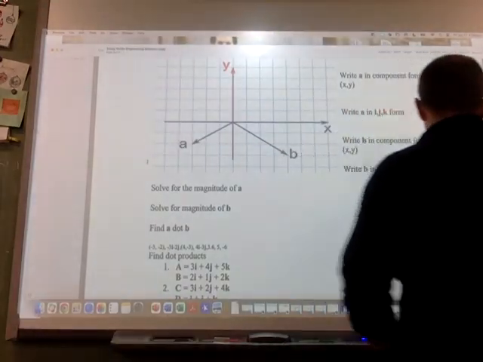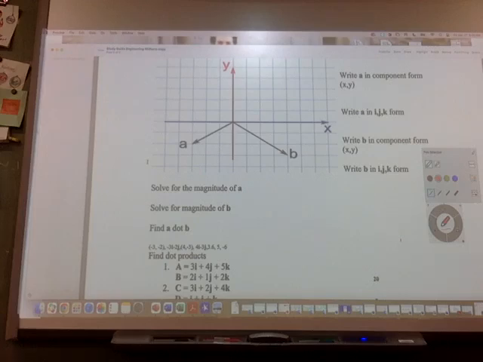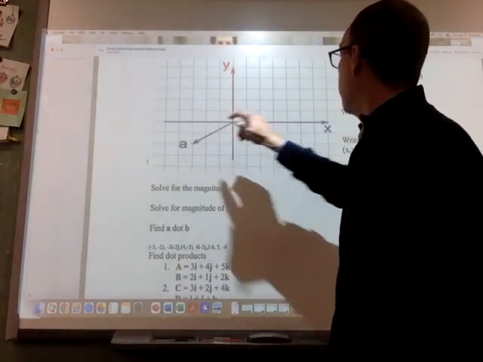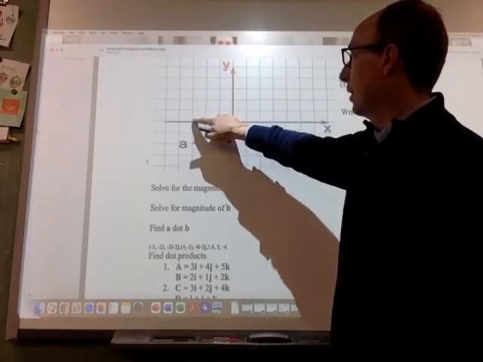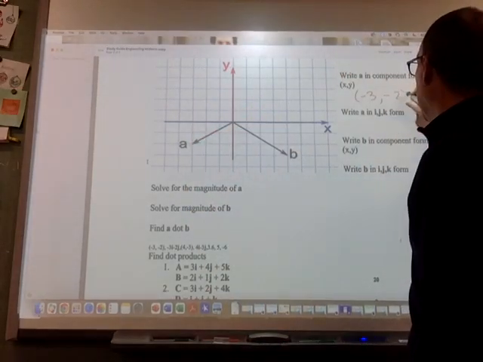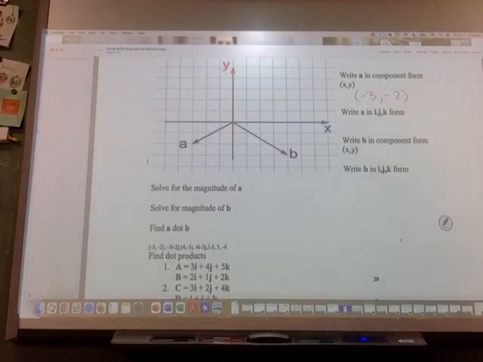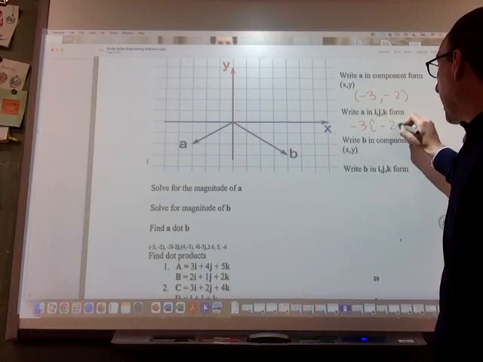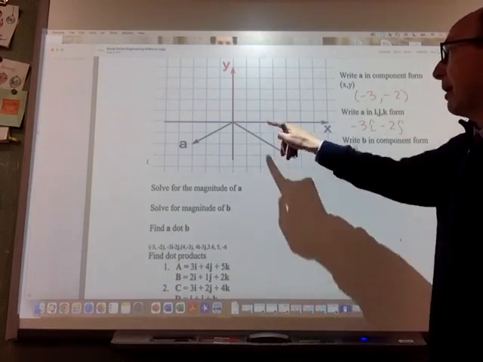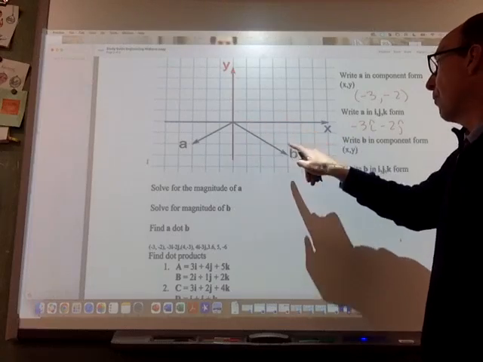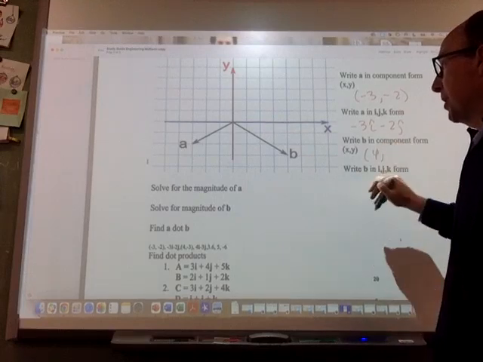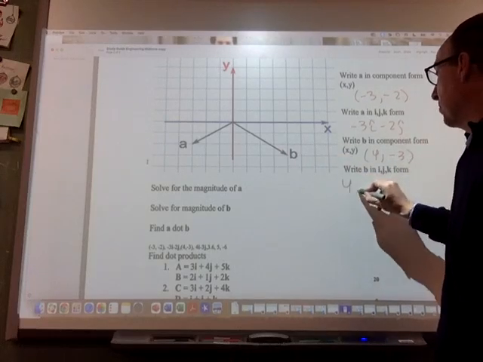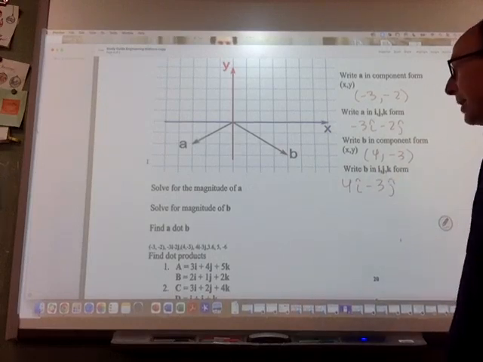All right, the same thing with these two vectors. They just want to have a little bit more practice. In component form, for A, I would have -3, -2. In our i hat, j hat, k hat form, this would be just -3 i hat minus 2 j hat. For B, I would have 4 in my x direction, and I would have -3 in my y direction, and this would just be 4i minus 3j.